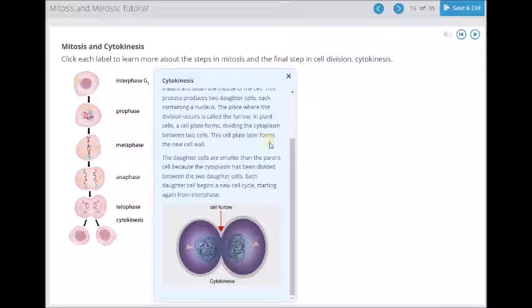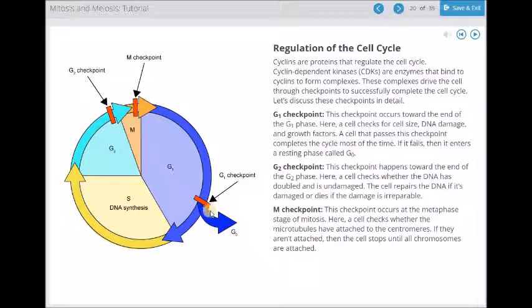This is a very crucial process happening in your body. Now we talked about these checkpoints. I told you about two. There's a third one right in the middle of M. But these checkpoints have a specific job.